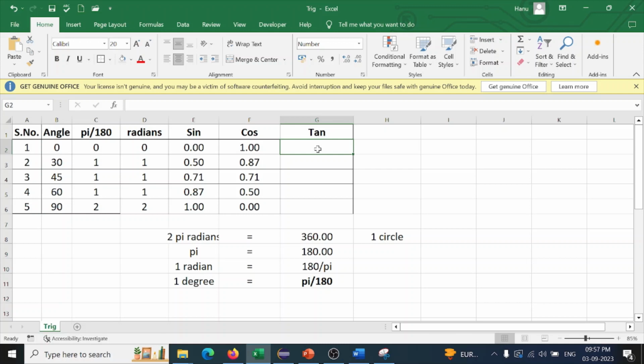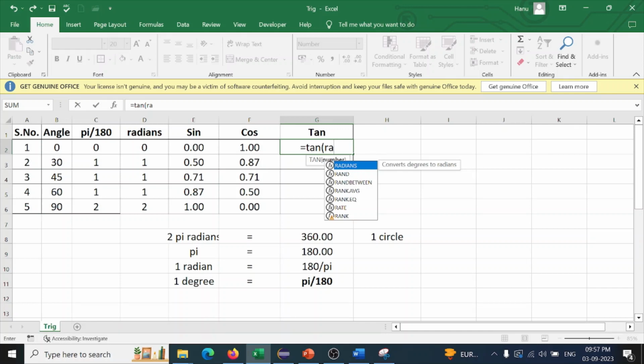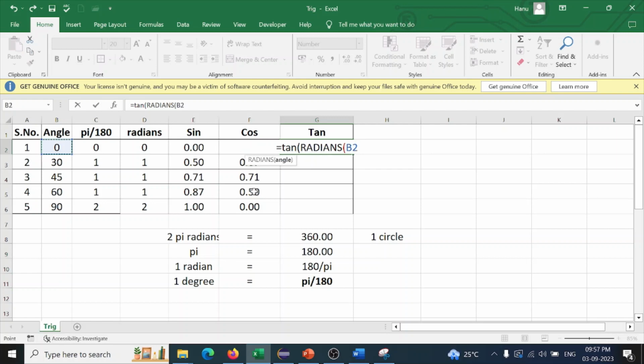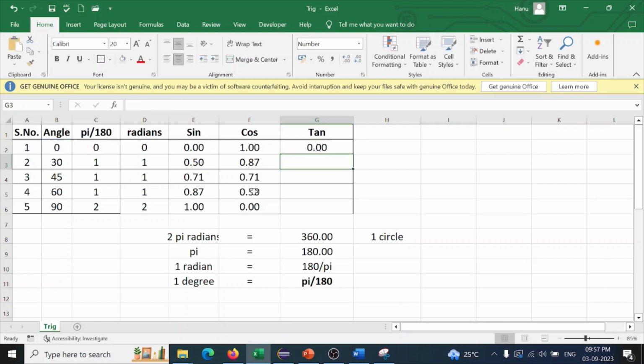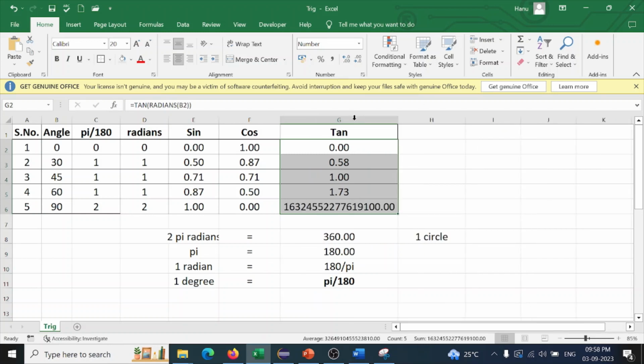Let us calculate for tan: equal to tan bracket open, RADIANS, tab, bracket open, directly entering the angle, bracket close, enter. Let us drag for the other angles, 30, 45, 60 and 90. Since tan 90 is a very large number, it is showing like this.